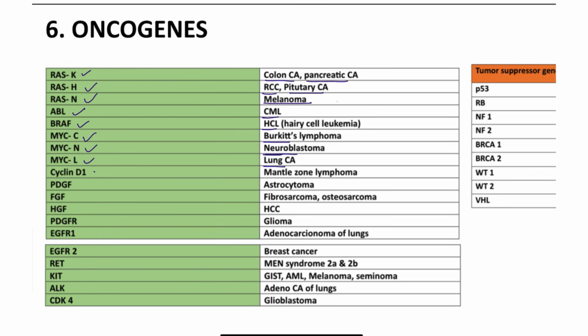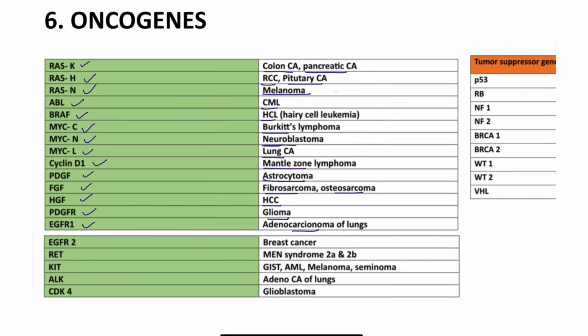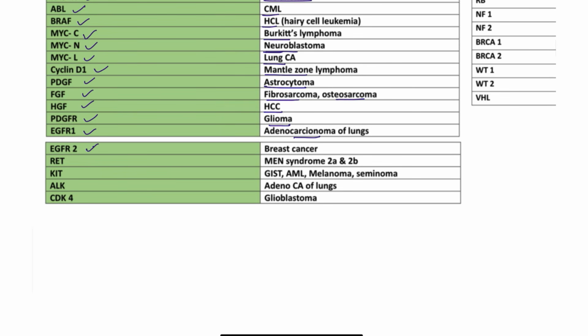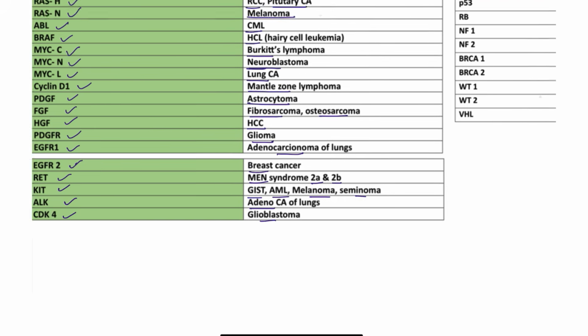And cyclin D is for the mantle zone. PDGF is for the astrocytoma. FGF is for the fibrosarcoma, osteosarcoma. HGF is for the hepatocellular carcinoma. PDGFR is for the glioma. EGFR1 is the adenocarcinoma of the lungs. EGFR2 is for the breast cancer. RET gene is for the MEN syndromes 2A and 2B. And the KIT is for the GIST, AML, melanoma, and seminoma. ALK is for the adenocarcinoma of the lungs. CDK4 is for the glioblastoma.